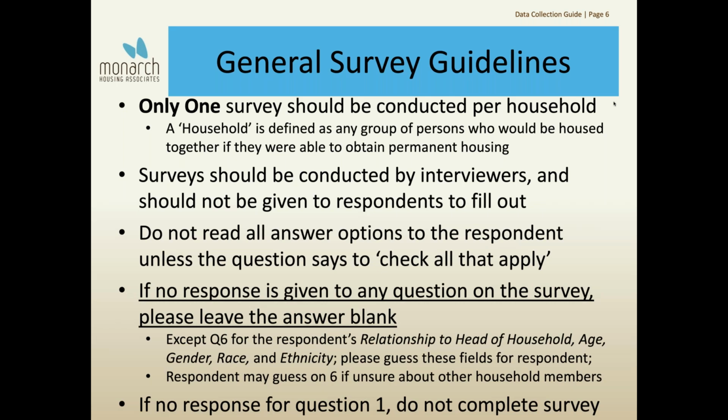Some general guidelines. Only one survey should be conducted per household, and a household is defined as any group of persons who would be housed together if they were able to obtain permanent housing. So this does not have to just be the traditional mom, dad, and 2 children. It could also be brothers who state that they would live together if they were able to get permanent housing, or friends that wanted to live together if they were able to get permanent housing. It could be nieces and nephews, whatever the household they identify as.